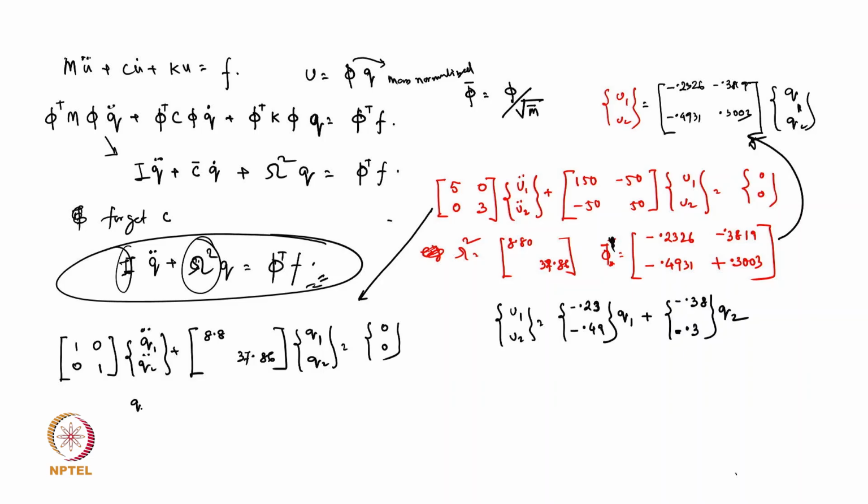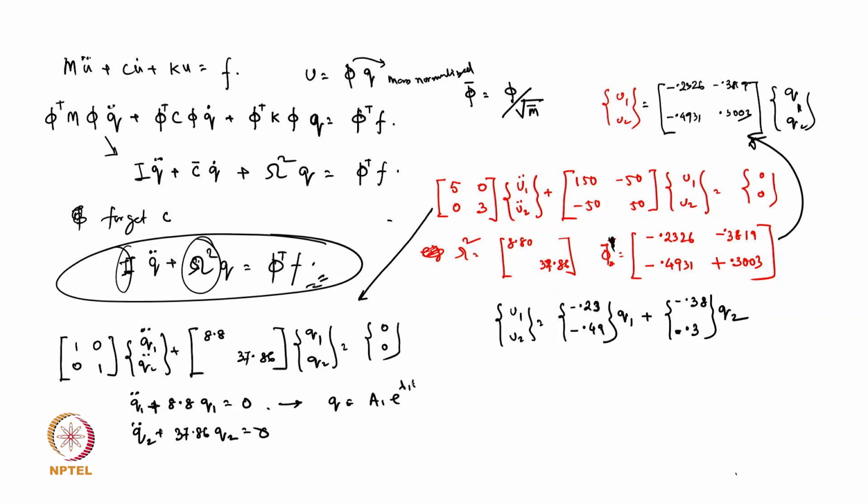First equation can I write? q1 double dot plus 8.8 q1 equal to 0. Can I say that? Everybody? Good. q2 double dot plus 37.86 into q2 equal to 0. Can I say that? What is the solution of the first one? Simple. This is a single degree freedom system. We have done so many classes on that.